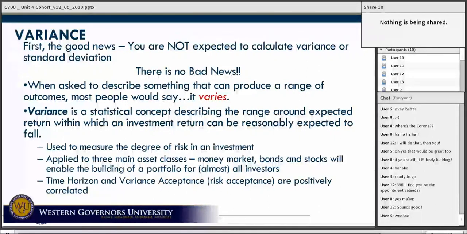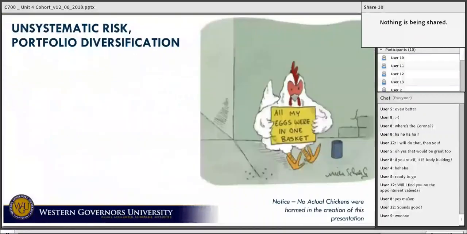And then this is an important concept here. Time horizon and risk acceptance, or variance acceptance, right? They're synonymous, they're positively correlated. All that means is if you've got a lot of time, you can take a lot of risk. If you don't have a lot of time, you can't take a lot of risk, because if you don't have a lot of time, you can't absorb the possibility that things go really bad and you therefore don't have time to recover from it. So that's all that means. It means that they're positively correlated. Long time horizon, big risk acceptance.